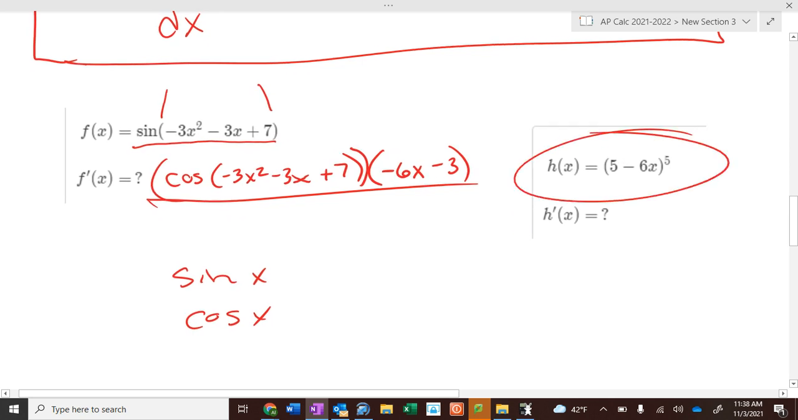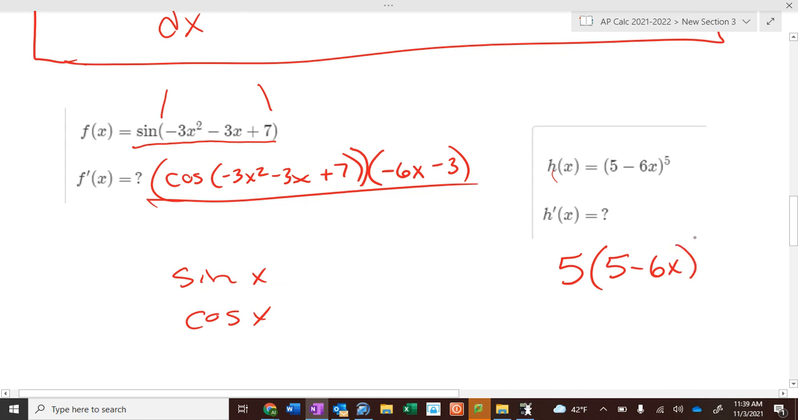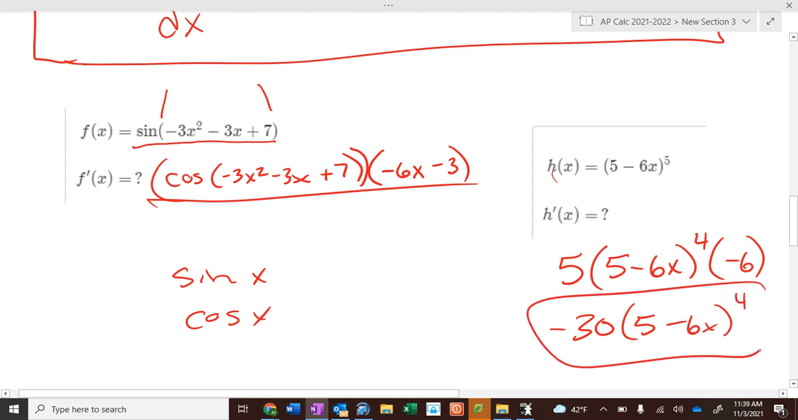When it's like this. Okay, let's do the power chain rule to this one. This could be quick. So, power chain rule to this. What is the final answer to this? 5, parentheses, 5 minus 6x to the 4th times negative 6, the first derivative of the inside. So it's negative 30 times 5 minus 6x to the 4th. Boom. Okay.